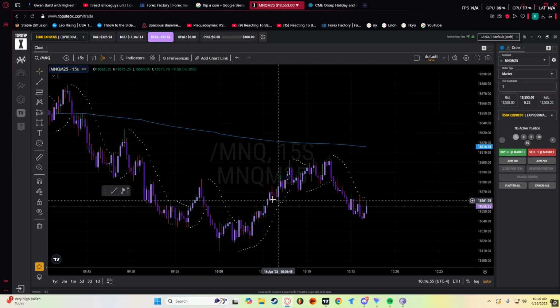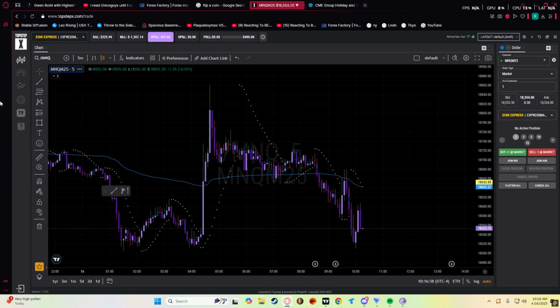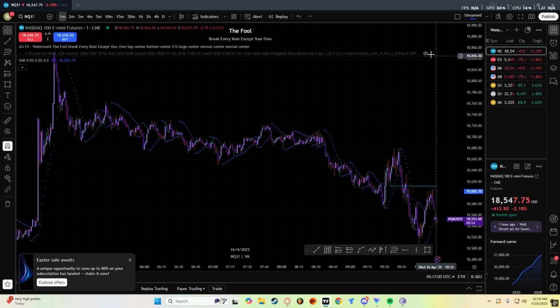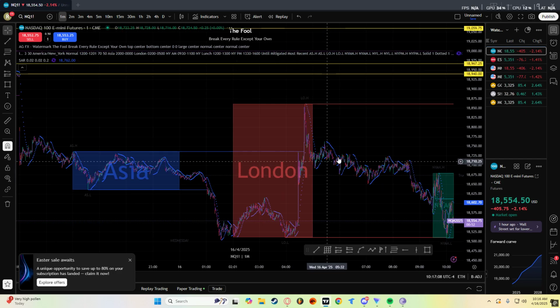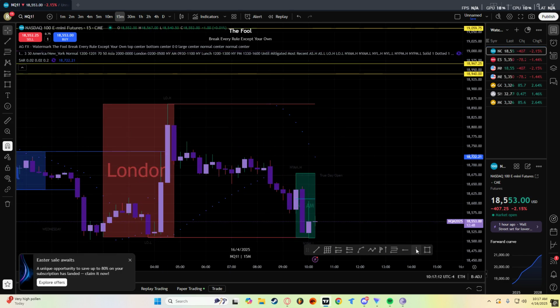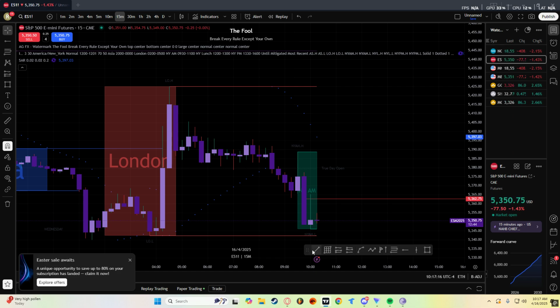And then we dump. So we're extremely low in the range, so I don't want to look for sells this low in the range. But what does happen is we go into London session. We reject off London low, and ES doesn't touch London low, so we have an SMT there.